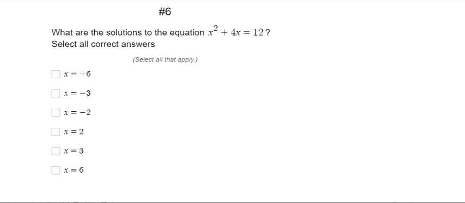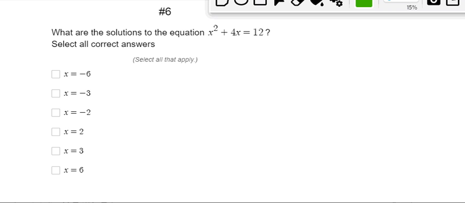Another one where we've got to select all of our correct answers. We have all integer values, so we're not going to use our quadratic formula this time, but we do need to have it set equal to 0. So x squared plus 4x minus 12 equals 0.